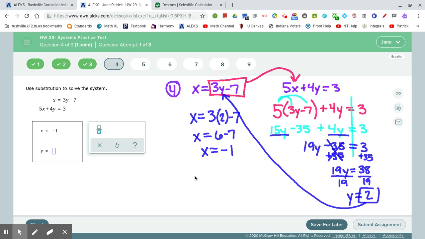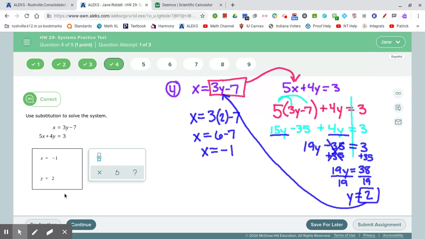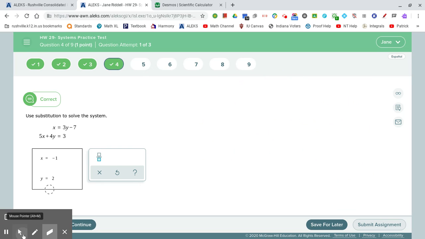So I could type my answers as an ordered pair on my graph problems, but on these problems it has that separated for me. And so I'm just going to type in x equals negative 1, y equals 2, and then please check. Please make sure that you're going through and doing them right. And if it's wrong, go back and try to find your mistakes. All right.